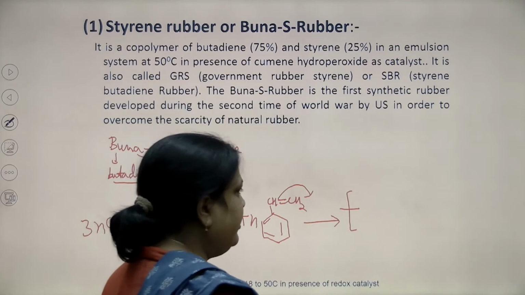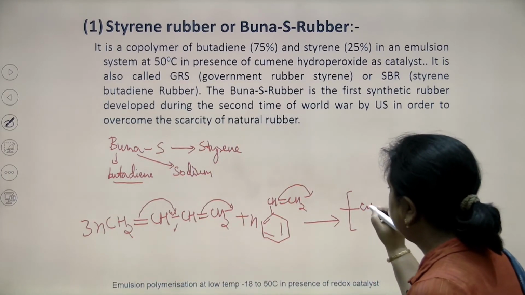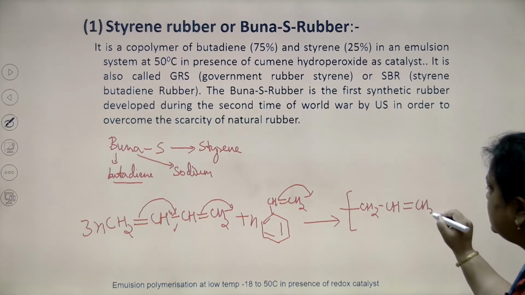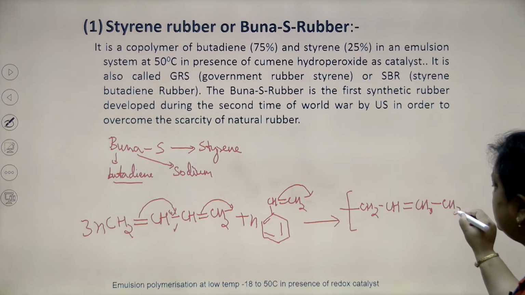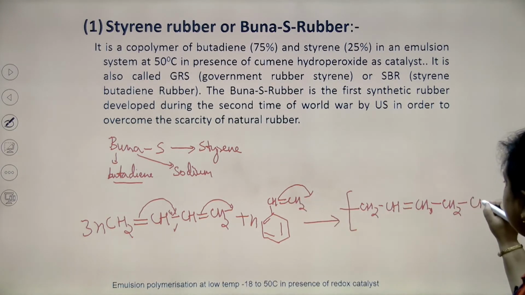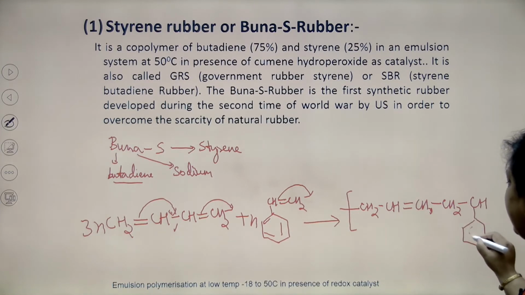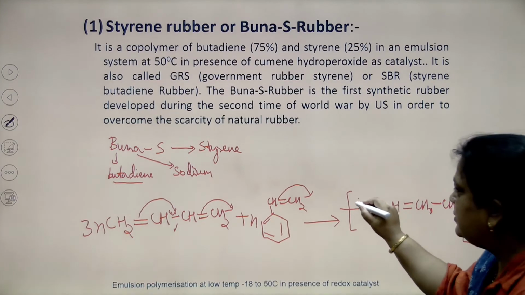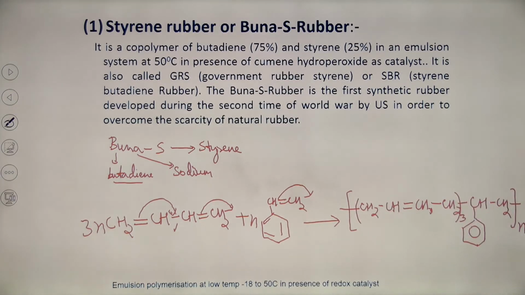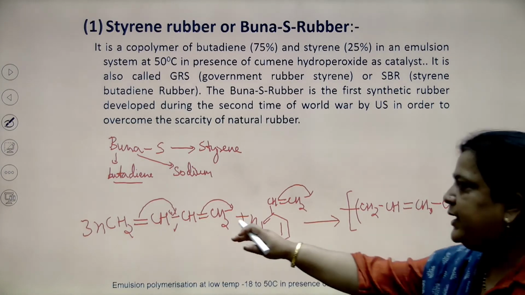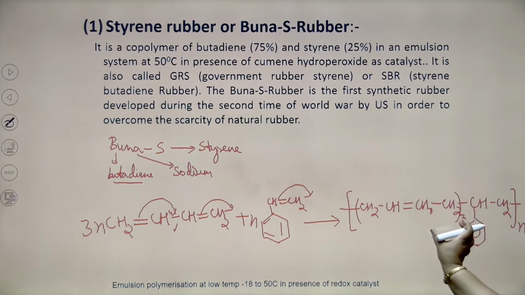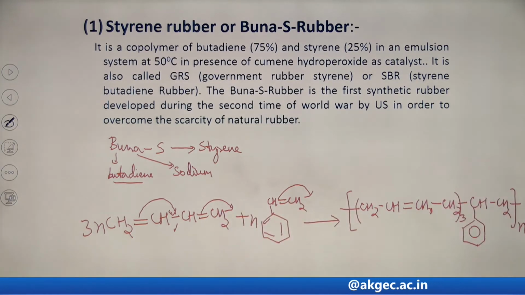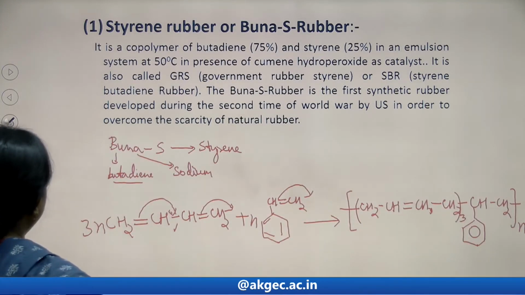The final structure of Buna S will be CH2 single bond CH. Now, the double bond shifts between 2 and 3. So, CH double single bond CH2, and then CH, and at CH a benzene ring is attached, then CH2 and further linkage n. Now, since it is 3, we can write here. So, this is the structure of Buna S, butadiene plus styrene, and then addition can take place. So, the bond between this and this double bond will provide further linkage. And it is not necessary that the examiner asks directly.